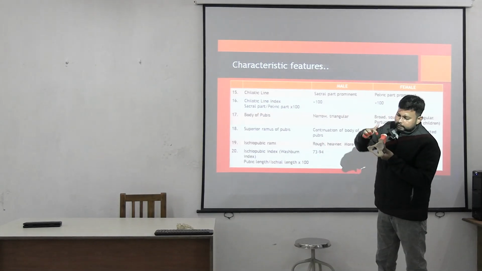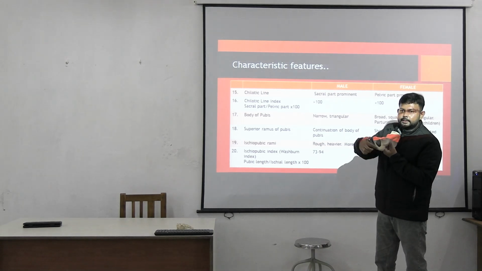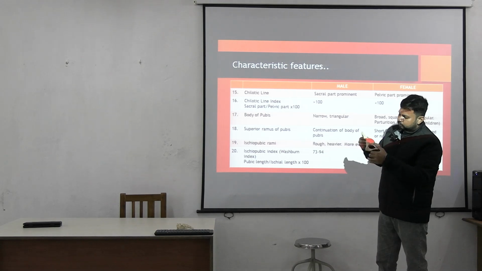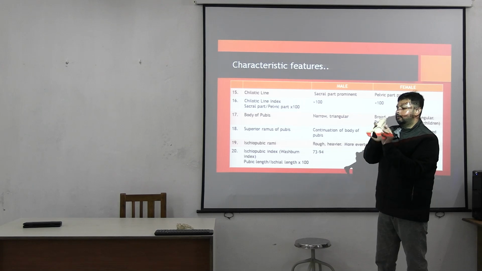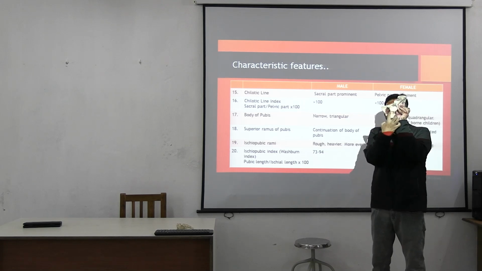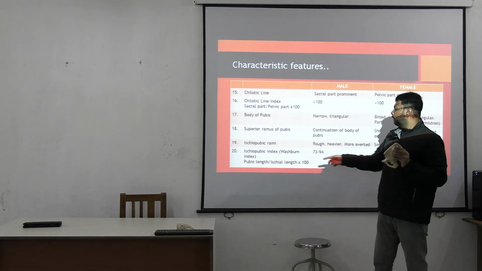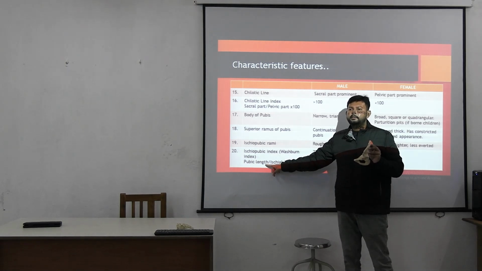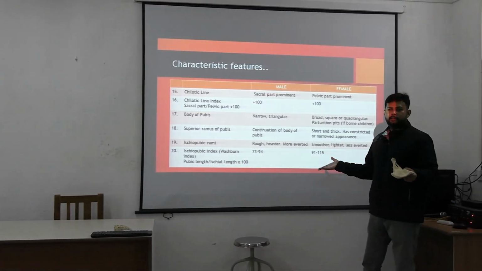From here to here is the pubic length. Now from here downwards is the ischial length. Okay, so this by this, this by this, okay. Multiplying by 100 gives a value. Anyway, an easy way to remember is the pubis is bigger in females, so the value will be more in females, numerator. Clear?